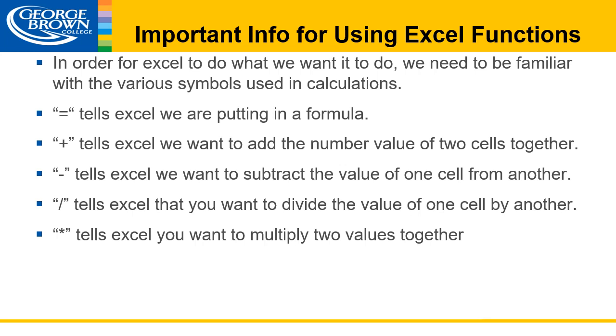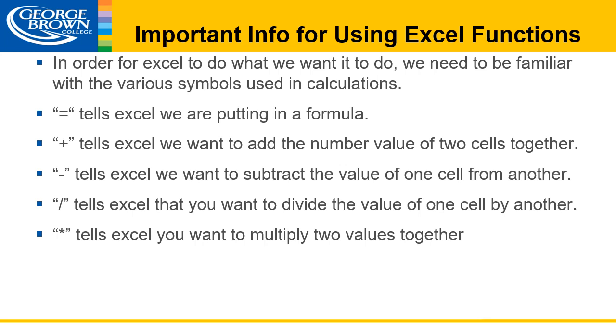Say we wanted to add 2 cells together. We hit the equal sign. We click the first cell that we want to add. We hit that little plus sign and then click the other cell we want to add to the first. We then hit enter and Excel will do the math for us and give us the addition of those 2 particular cells.